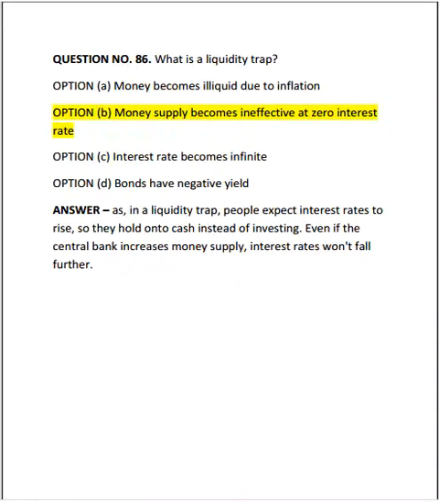Question No. 86. What is a liquidity trap? Option A. Money becomes illiquid due to inflation. Option B. Money supply becomes ineffective at zero interest rate. Option C. Interest rate becomes infinite. Option D. Bonds have negative yield. Answer. As in a liquidity trap, people expect interest rates to rise, so they hold on to cash instead of investing. Even if the central bank increases money supply, interest rates won't fall further.